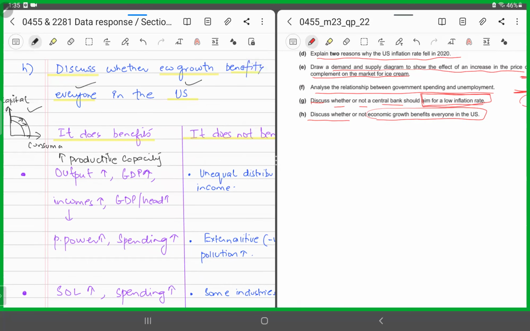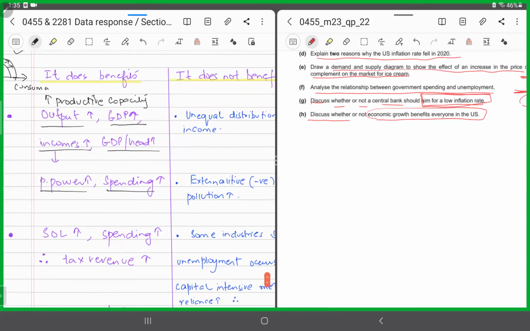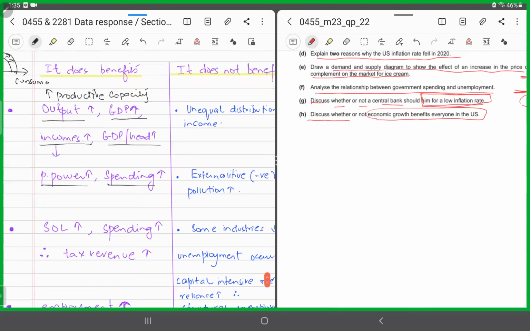So if there is an increase in the productive capacity of the country over time, the output level is going to rise. This means that the GDP is going to rise. Economic growth will lead to an increase in incomes, which means the GDP per head is also increasing. This means that the purchasing power of people is going to rise. When people are earning more and more income, they're going to spend more. As a result, the standard of living is going to rise.